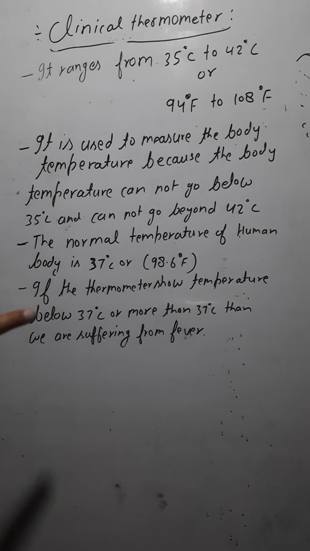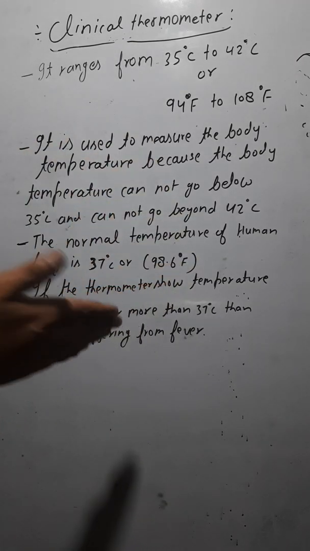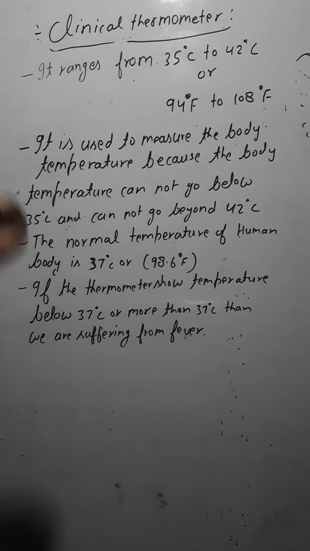It should show the reading of exactly 37 degrees. If it is showing this reading, it means you are okay. If it is showing less than 37 or more than 37, it implies we are suffering from fever. Getting it? Now let me elaborate on this and show you the structure of the clinical thermometer.